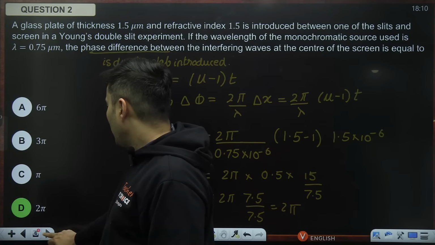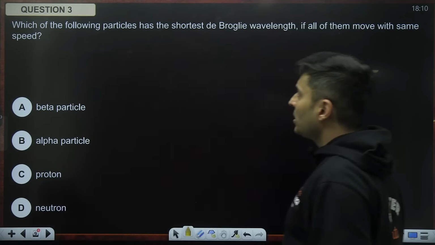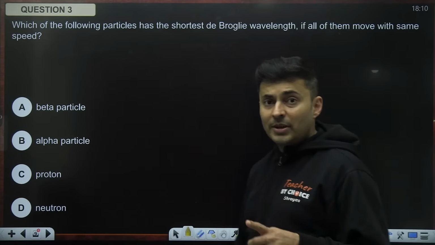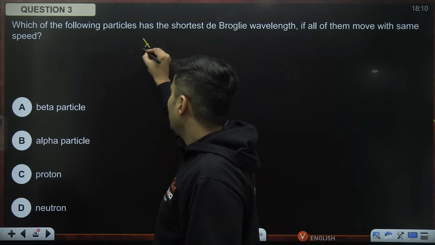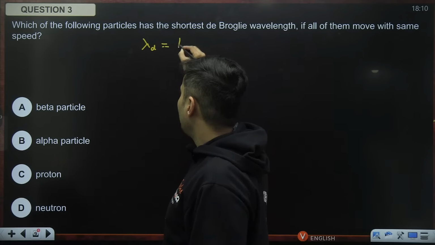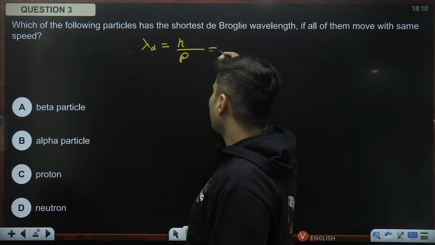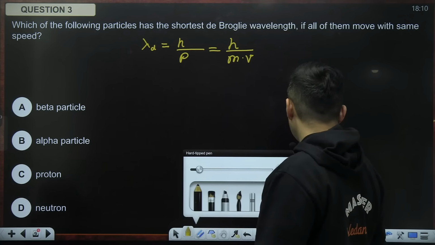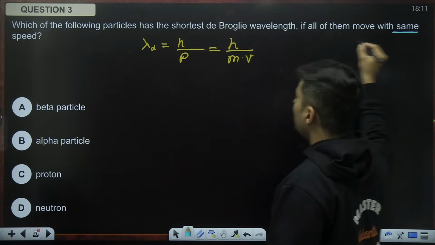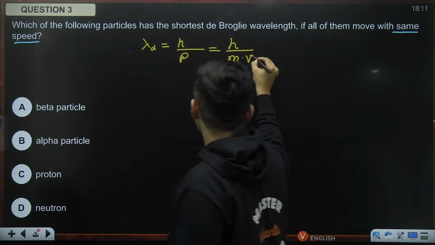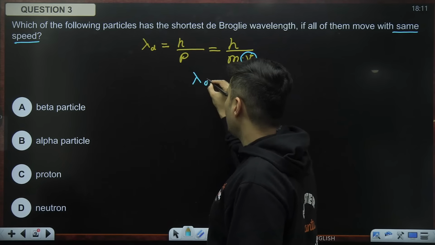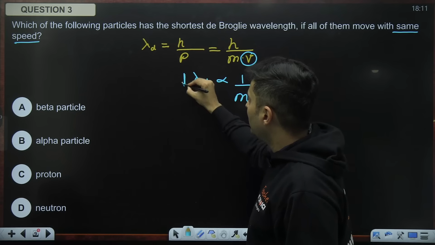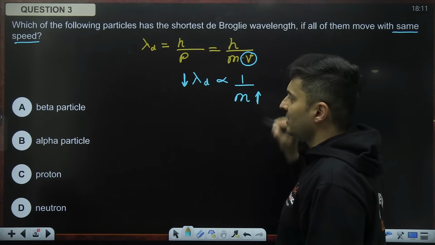All right, moving on to the next question on your screen. Which of the following particles has the shortest de Broglie wavelength if all of them move with the same speed? Lambda de Broglie is the Planck's constant divided by momentum, and the momentum is given by mass times velocity. Since all of them clearly have the same speed, that means same velocity, therefore de Broglie wavelength is inversely proportional to the mass. Shortest de Broglie wavelength means the largest of the masses.